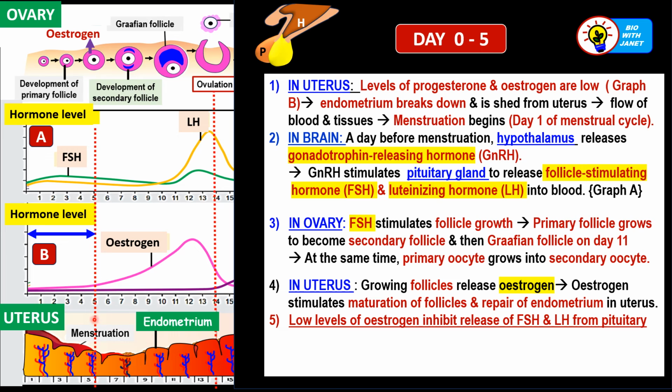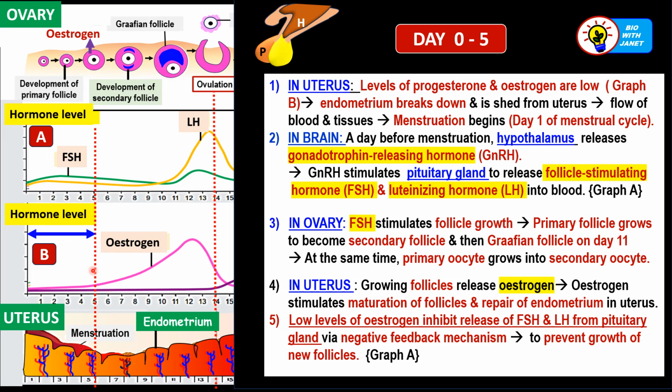But at low levels, there's another function. At low levels of estrogen, from day 1 to day 5, the estrogen will inhibit or reduce the release of FSH and LH from the pituitary gland, right? So as the estrogen level increases slowly at low concentrations, the FSH and LH levels remain low. They cannot increase much because the release of FSH and LH by the pituitary gland is inhibited by estrogen at low levels. This is to prevent the growth of new follicles. As one follicle is developing, it is necessary to prevent the growth of more new follicles.